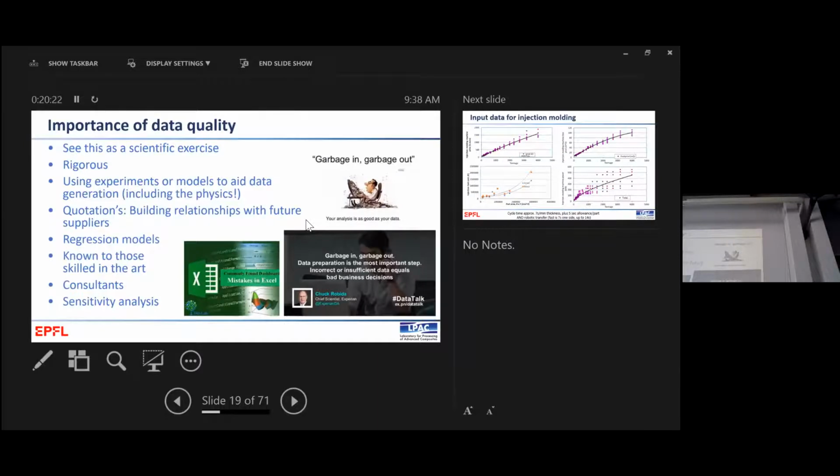And it's just important to stress the importance of data quality. When you're making a cost model, see it as a scientific exercise, be rigorous. You might need to use some experiments or some simulation tools that are very popular. We can use mold flow to work out the tonnage of the press to inject the parts. So you can include the physics. You can do some experiments in the lab. You can pay Veronique to do some kinetics of the epoxy, okay, to work out the cycle time.